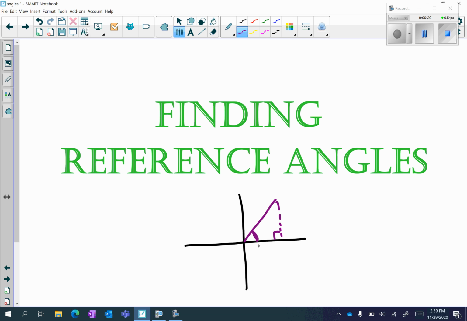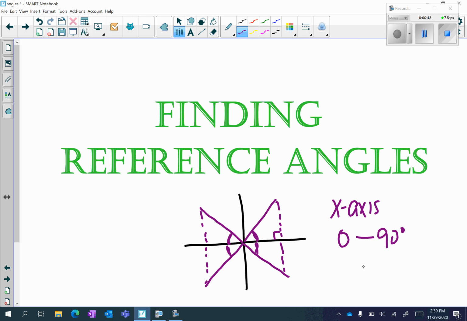In quadrant 2, this is my reference angle. In quadrant 3, this is my reference angle. And in quadrant 4, that's my reference angle. So your reference angle is always to the x-axis. It is always going to be between 0 and 90 degrees, and it is always going to be positive.